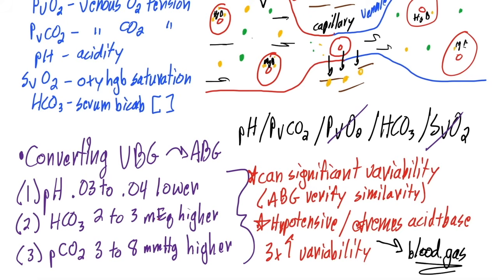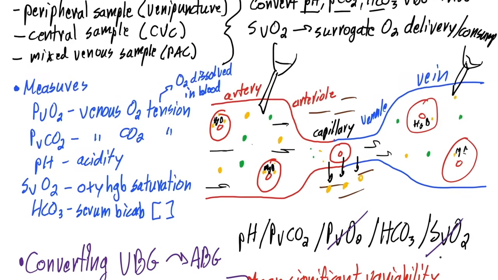In those that are hypotensive and in shock or extremes of acid and base, it can be even more variable, so you have to be very careful. And again, it's usually worthwhile maybe getting one ABG and making sure it does relate to your VBG before acting on the VBG in these types of situations.